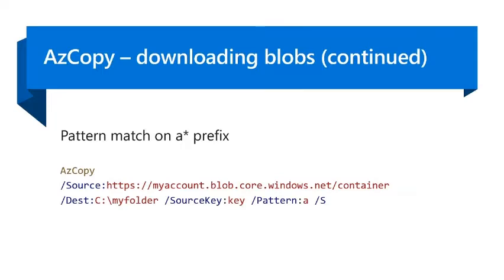Pattern match on a star prefix. You can perform pattern matching before downloading blobs. In this example, all blobs beginning with the prefix A are downloaded. So if you want to download all the blobs matching this pattern, they will be downloaded.